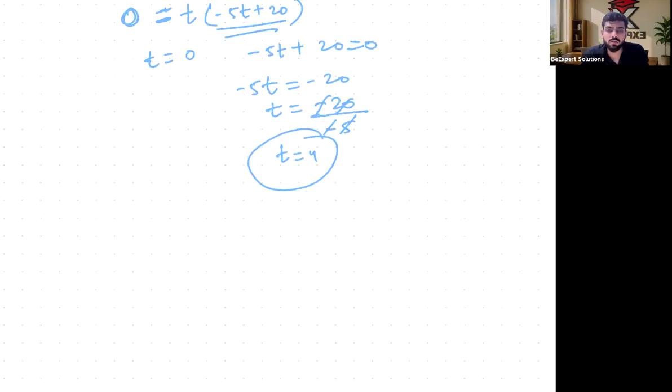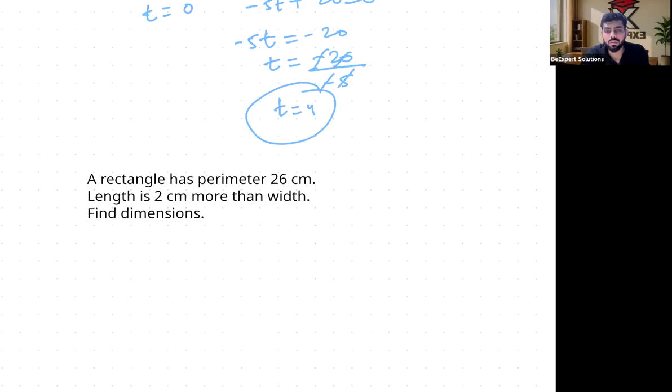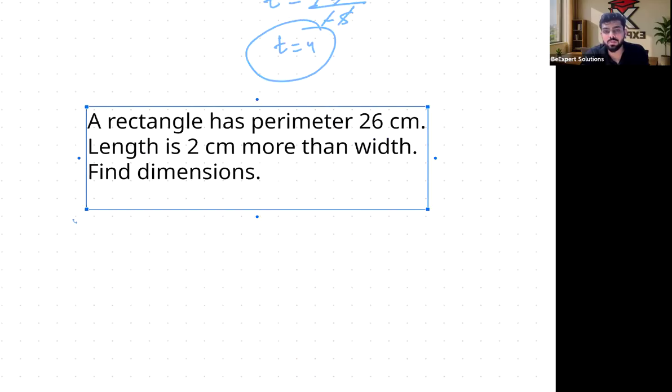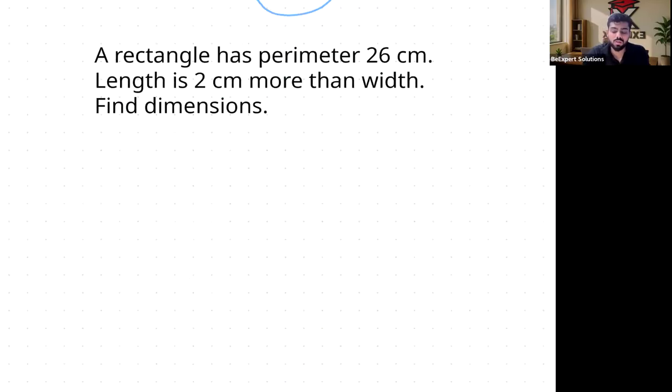Okay, there is another kind of problem that usually comes, which is on rectangles, specifically on perimeter. That's the question. The rectangle has perimeter 26 centimeter, length is 2 centimeter more than width, find the dimensions. In this question they have given you the perimeter specifically. I told you, whenever it is more than, take that as x. The length automatically becomes x plus 2.